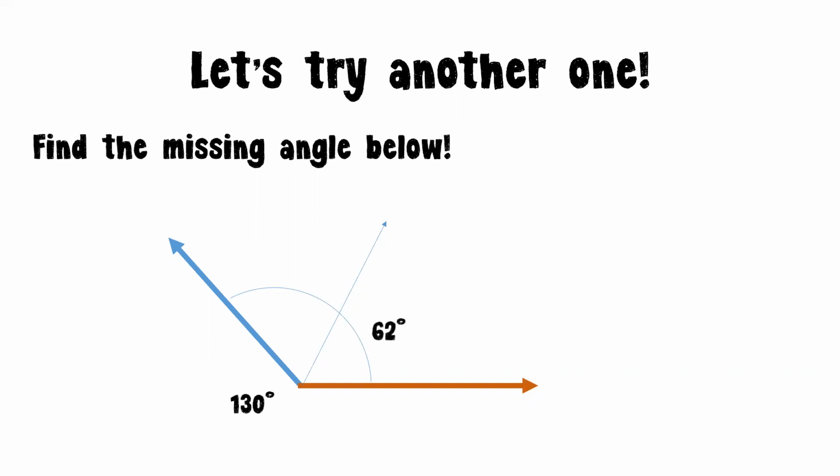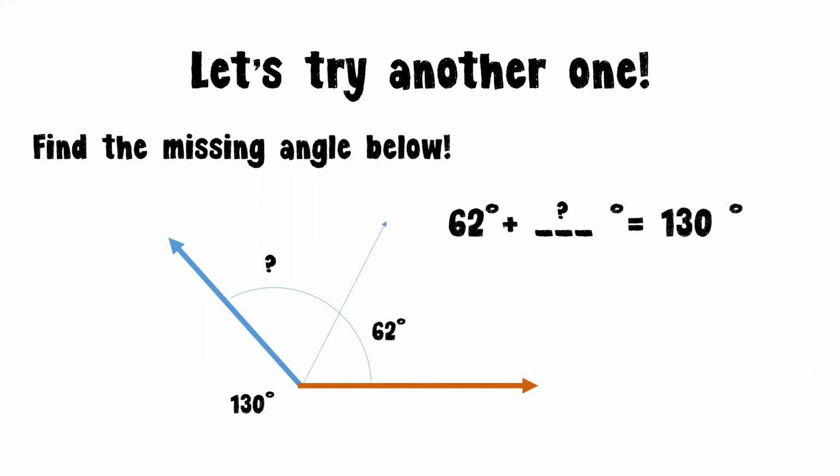Let's try another one. Find the missing angle below. Here's another angle. We have the blue line to the orange line. That is a total of 130 degrees. Then here we go. We have the intersecting line in between. And we're told that from the small blue line to the orange line is 62 degrees. But we don't know what that angle is, from the two blues.